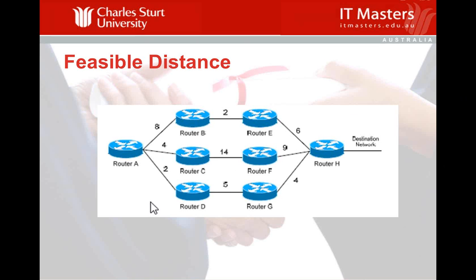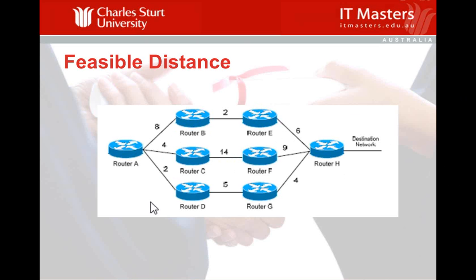Okay, so for instance, the metric through router B will be 6 plus 2, which is 8, plus 8 will be 16. If we go through router C, it will be 9 plus 14 is 23, plus 4 is 27. And router D, 4 plus 5 is 9, plus 2 is 11.